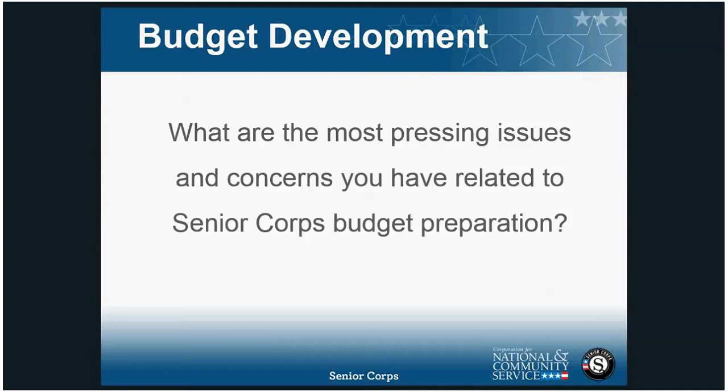I just want to follow up on one. Sure. The specific to providing mileage to and from their home, that would be true for RSVP as well as the stipended programs? Yeah, that's correct. That's their policy.